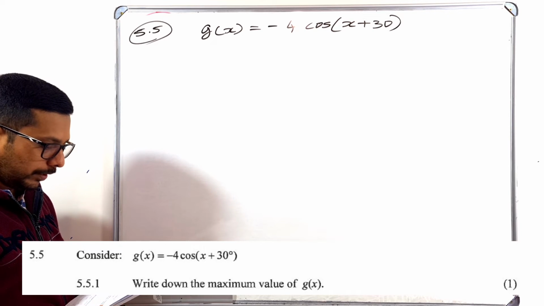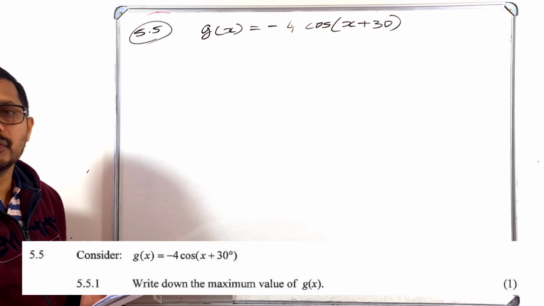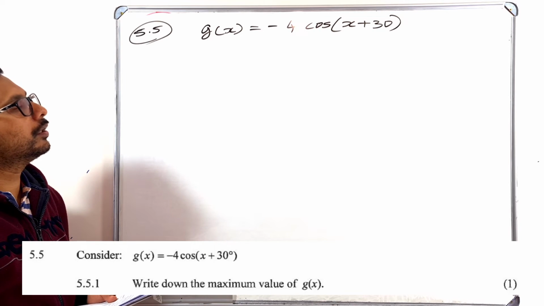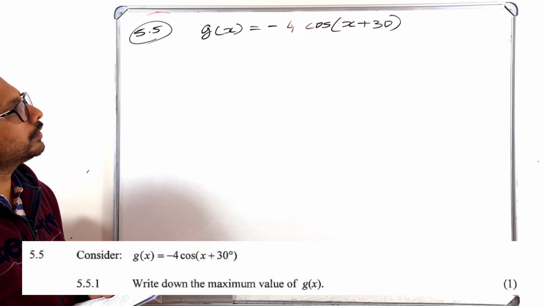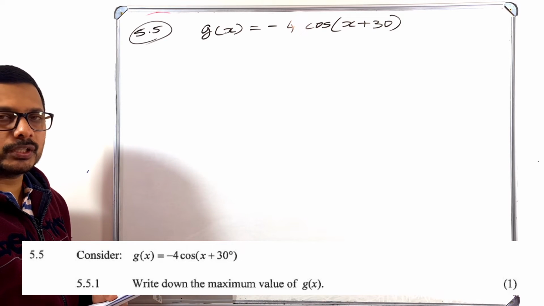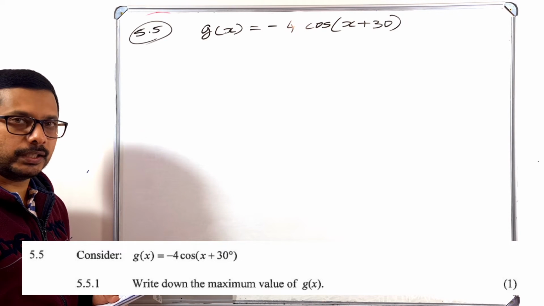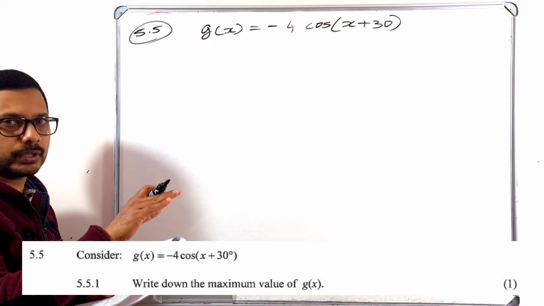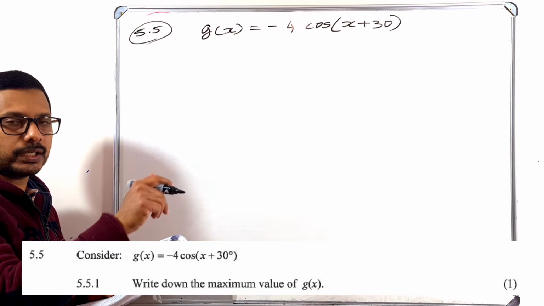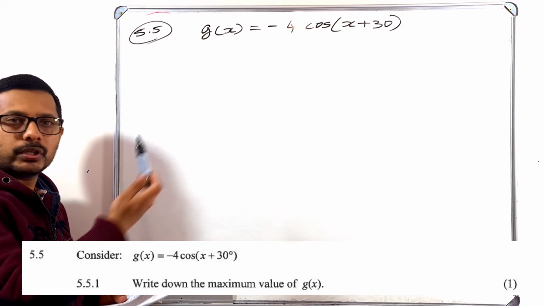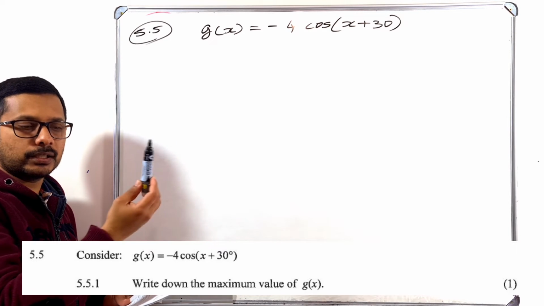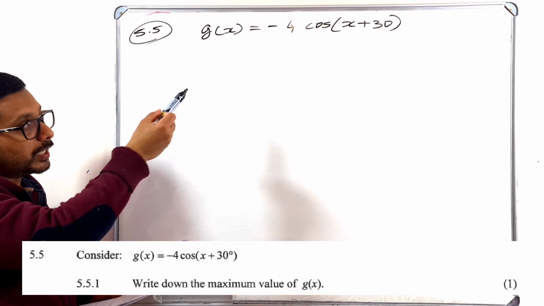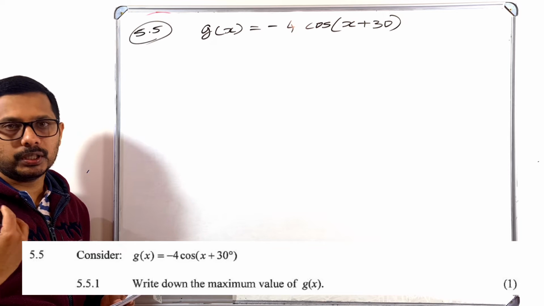So what is the first question? There is an equation given, g of x is minus 4 cos x plus 30. It is a cos graph or cos function, and x plus 30 means what? This plus 30 is not shifted to the right. Don't misunderstand that. Normally we think plus 30 is shifted to the right. No, it's not like that. X plus 30 means 30 units to the left.